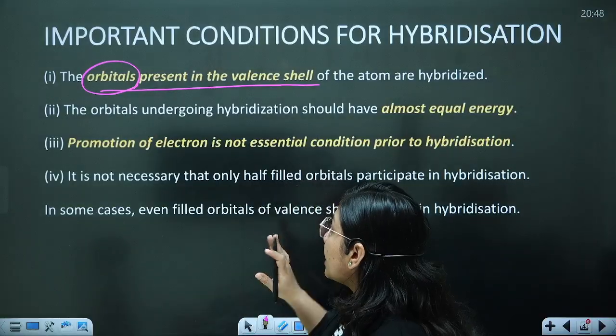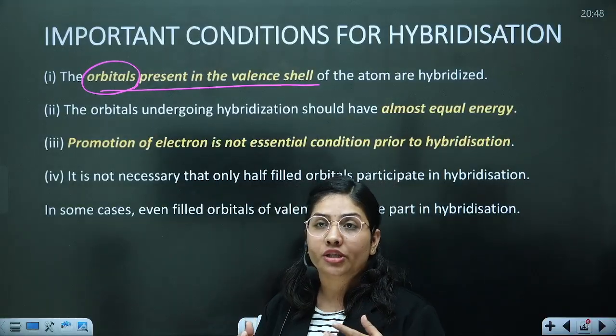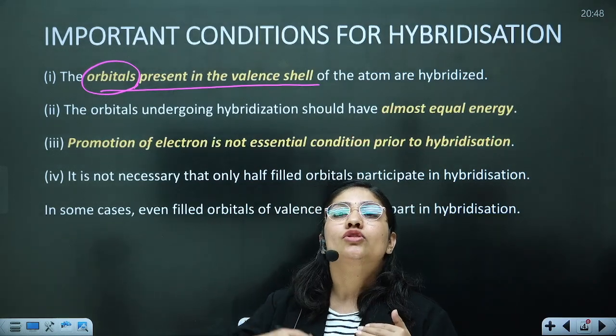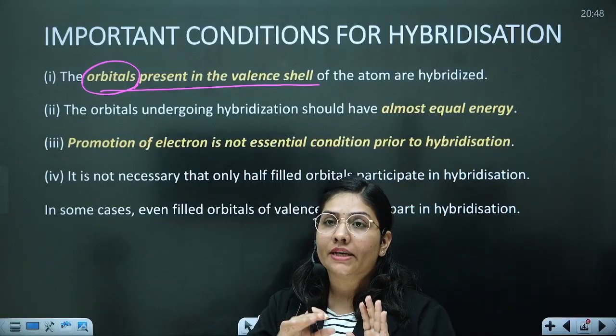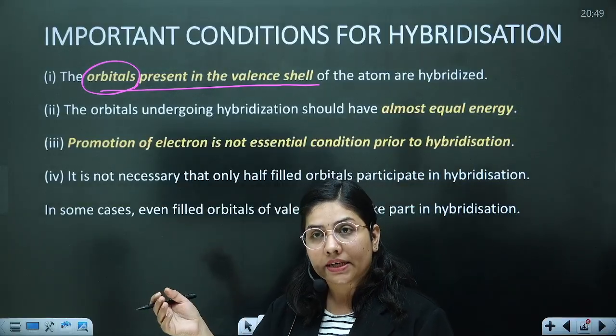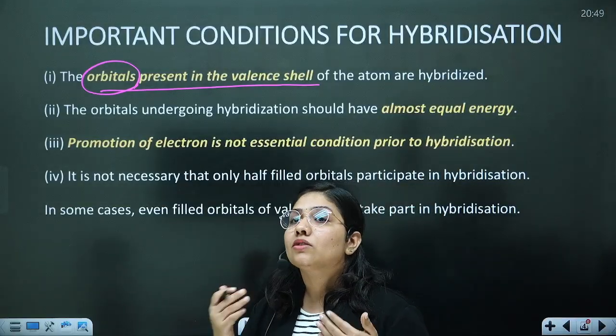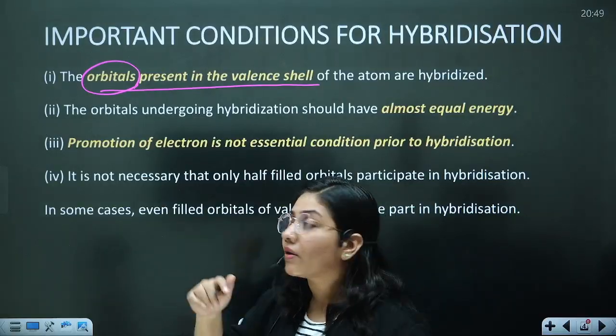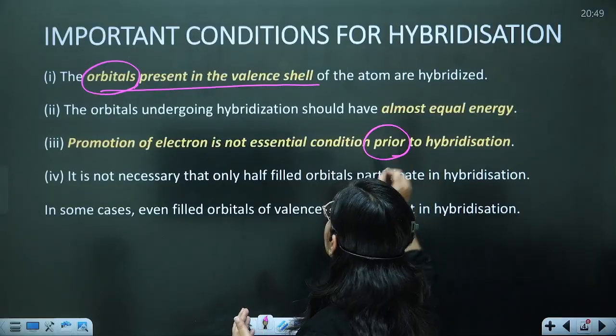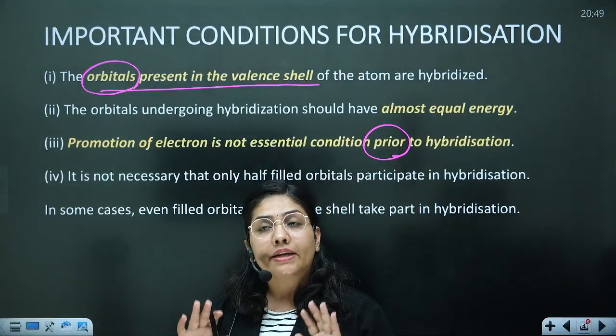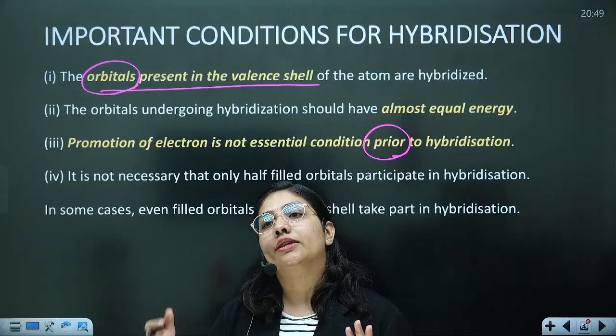Coming to the third point, promotion of electron is not an essential condition prior to hybridization. Whenever bond formation takes place, there is promotion of an electron from the ground state to the excited state, it happens, but it is not necessary that it should take place prior to hybridization. It can take place while hybridization is going on.